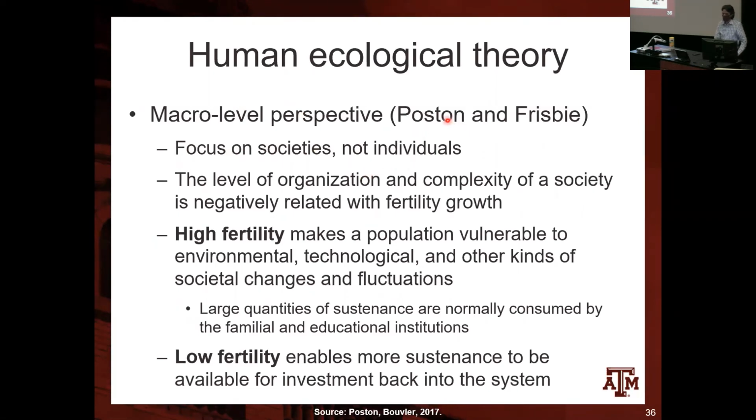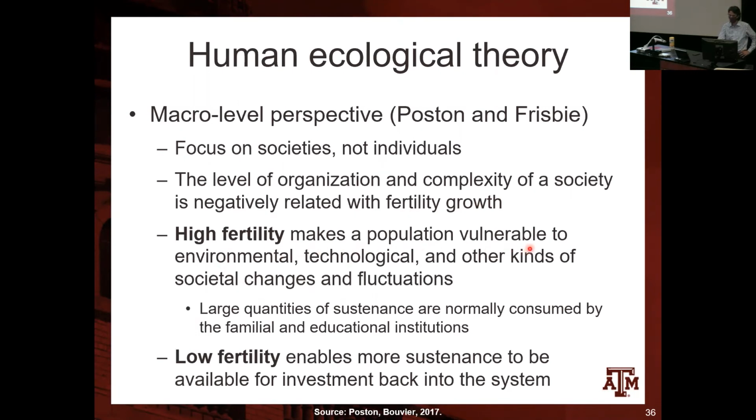The work from Poston himself, the author of the textbook, and Parker Frisbee, who was a professor at UT Austin, emphasizes this approach to explain changes in fertility. The level of organization and complexity of a society is negatively related with fertility growth. So as society starts to be more complex, more specialized, you start to see a decline in fertility.